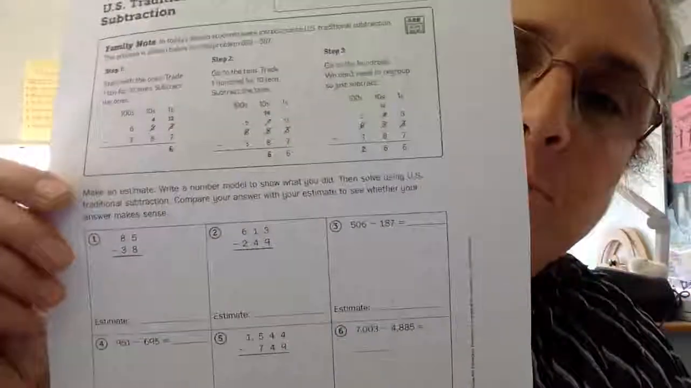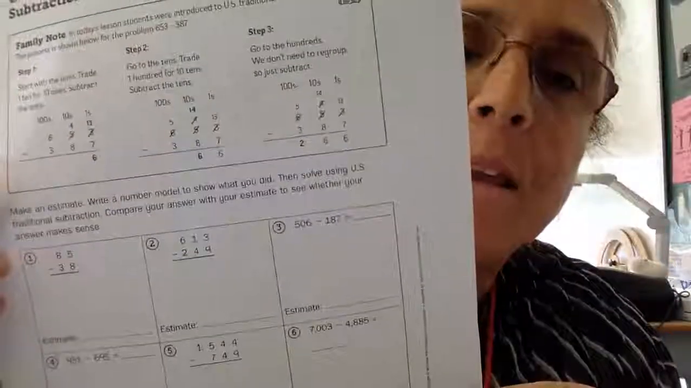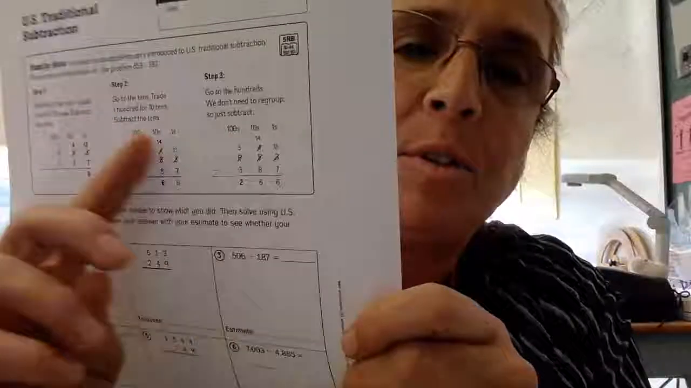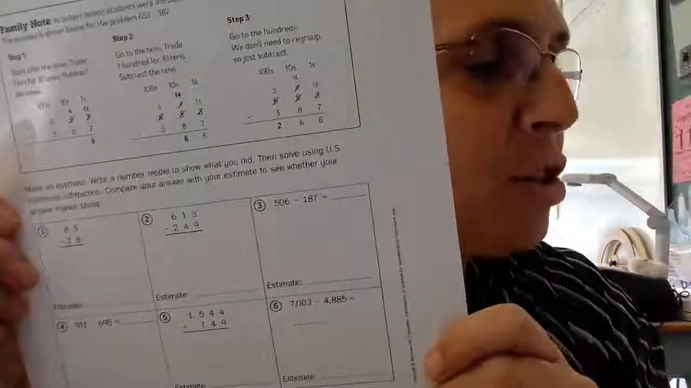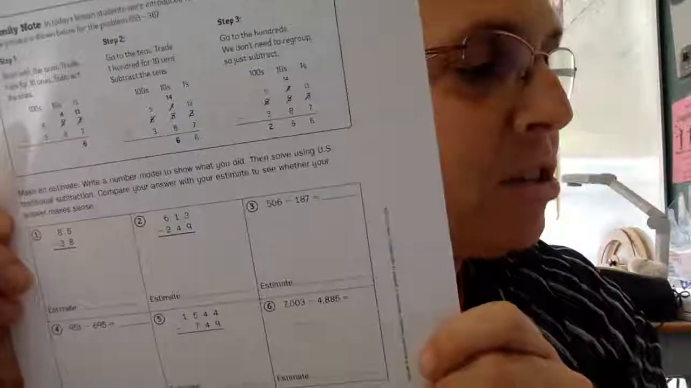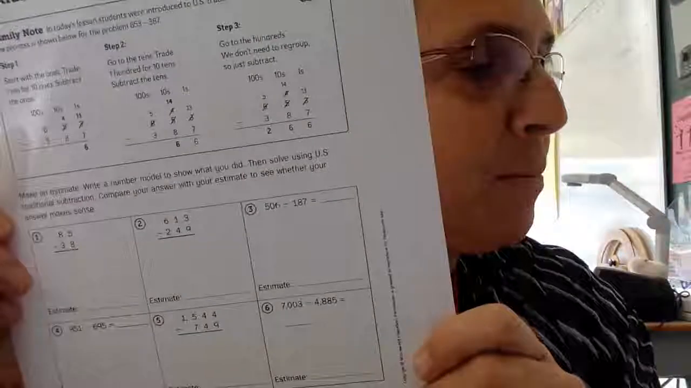And I think this probably is not going to be too hard for you, but just in case, I'm going to do it with you. So, the directions say, first of all, up here it gives you the examples, so you can see how to do it. And then the directions are right here. It says make an estimate, write a number model to show what you did. Then solve using U.S. traditional subtraction. Compare your answer with your estimate to see whether your answer makes sense.